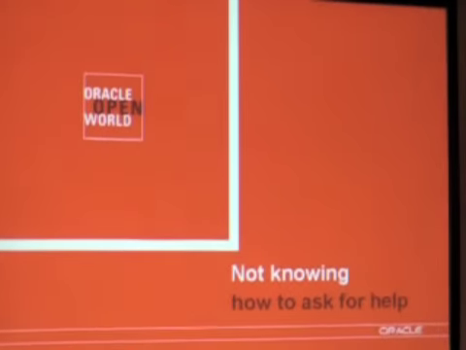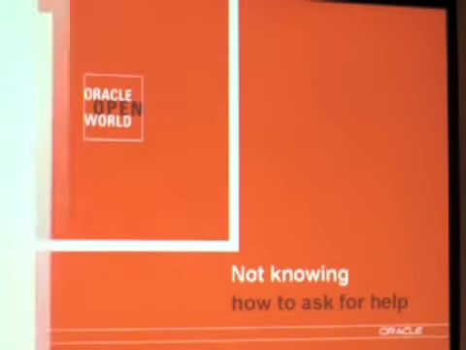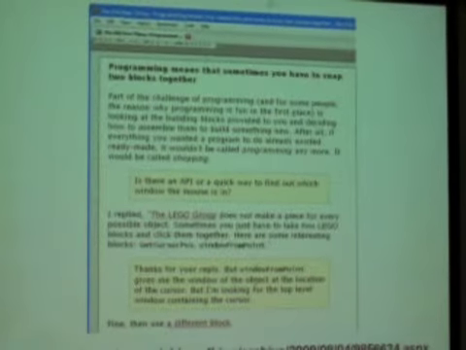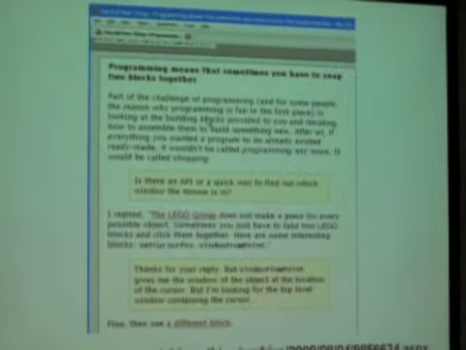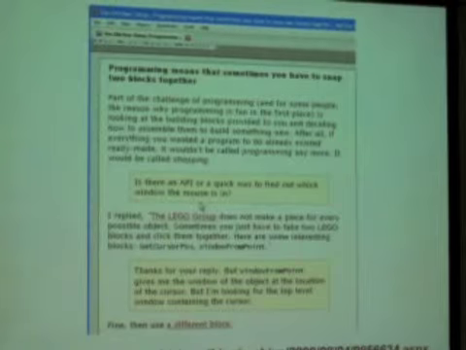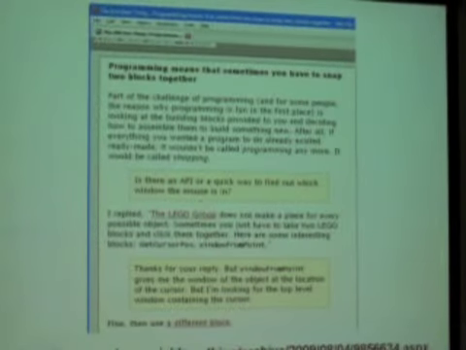Another thing I see done wrong, done incorrectly frequently is not knowing how to ask for help. So this was somebody writing on the internet. And they said, I'm responding to questions on a forum, and I'm out there, and I saw this question that said, is there an API, application program interface, or a quick way to find out which window the mouse is in? Somebody replied back and said, yes, there is.